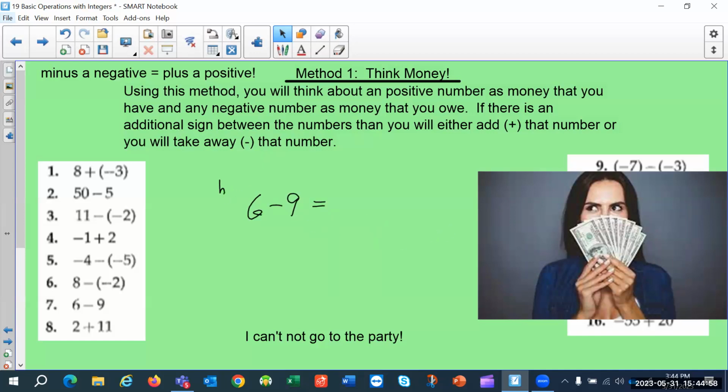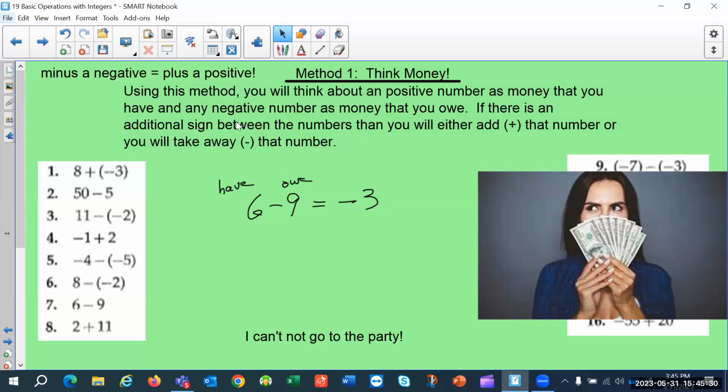You have $6, that is a positive number. You owe $9. You owe more than you have, which means your answer is going to be a negative number. How much, after you pay your $6, haven't you paid? Well, you haven't paid the difference. And the difference between 6 and 9 is 3. So 6 minus 9, if you think about the number line, it's going to go across the 0, and is going to be equal to -3.